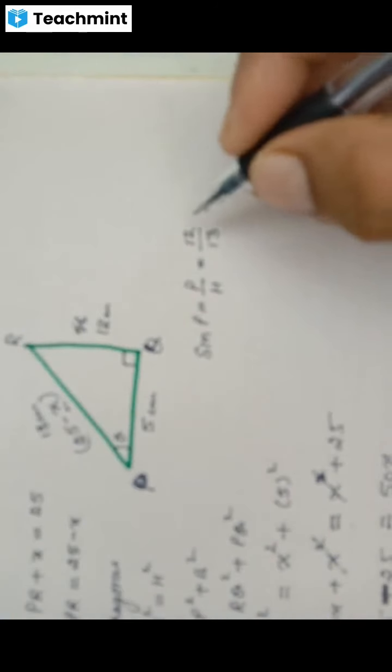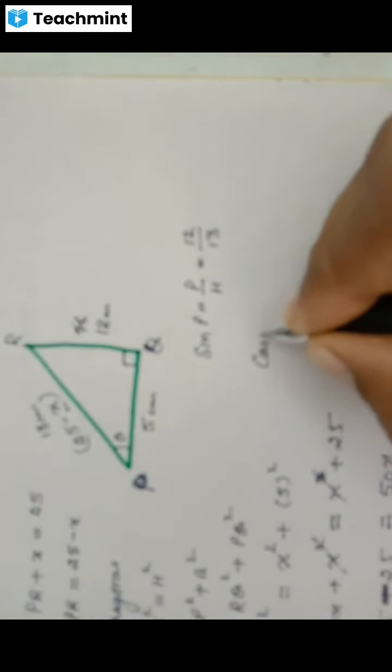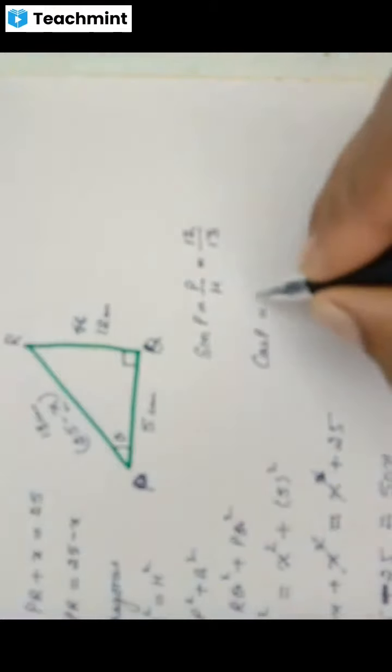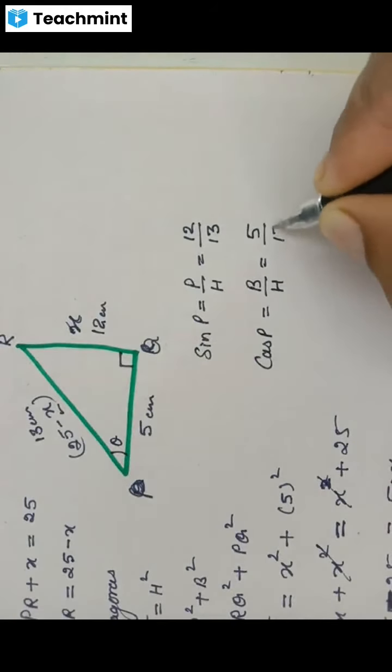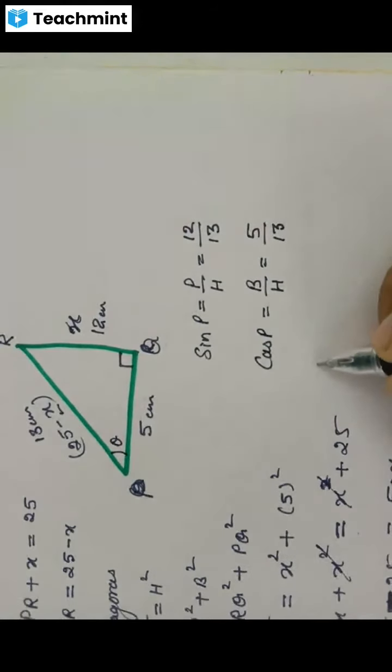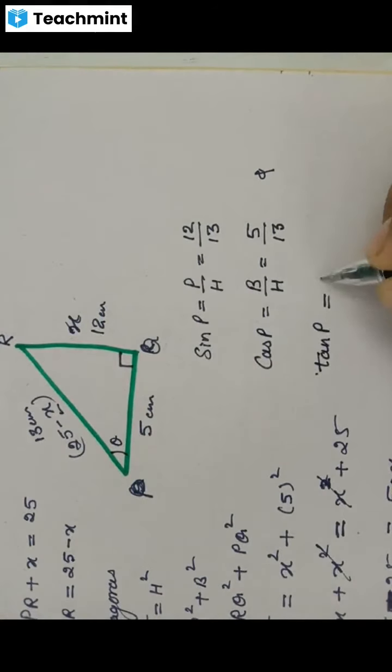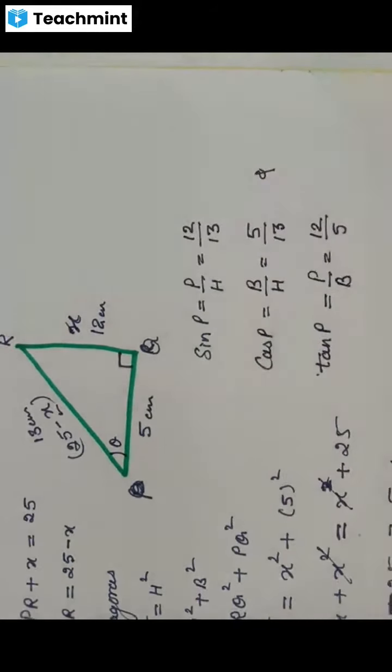Is it clear? Then we have to find out cos P. If theta is at the place of P, cos is base upon hypotenuse. My base is 5 and hypotenuse is 13. Then again tan P, and we have to find out tan P. The formula is perpendicular upon base. So perpendicular is 12 here and the base is 5. So this is the solution. Did you get the solution now? Did you get it? Yes, sir.